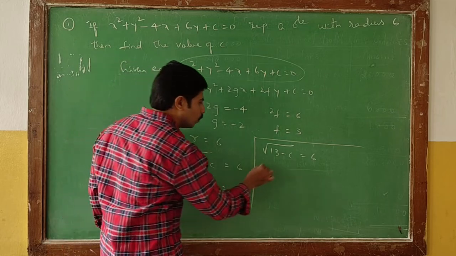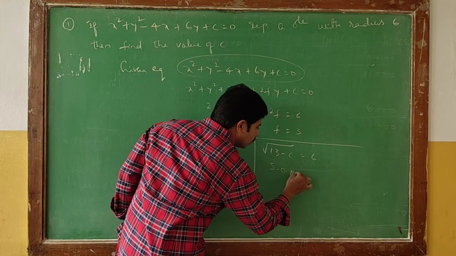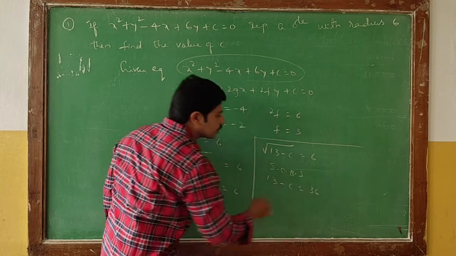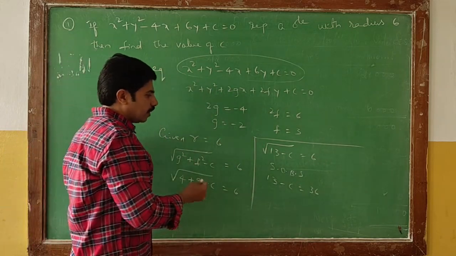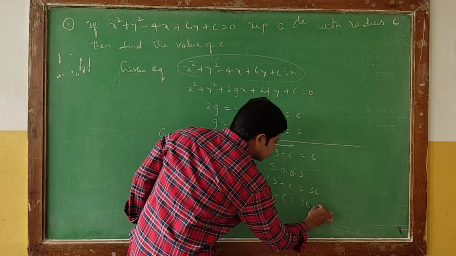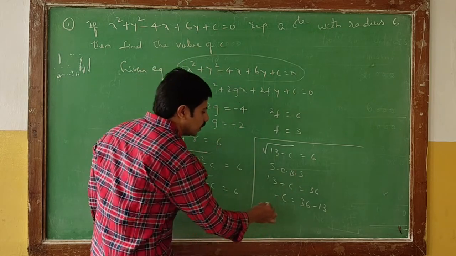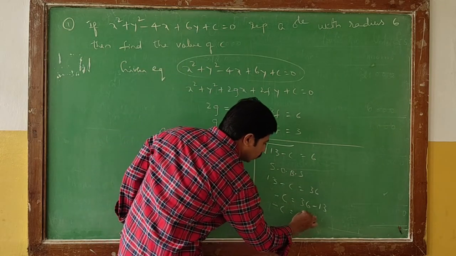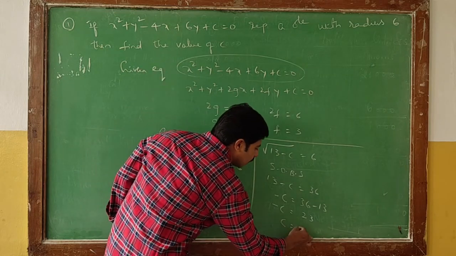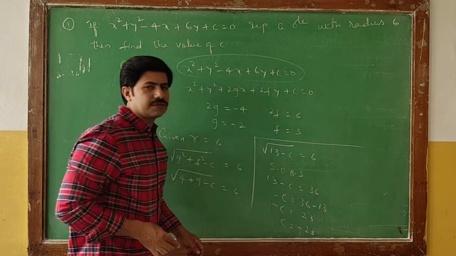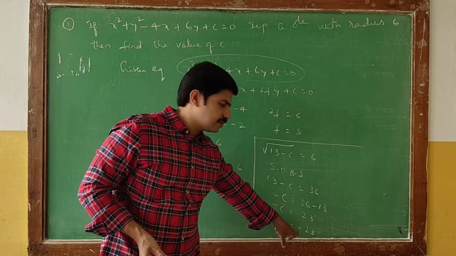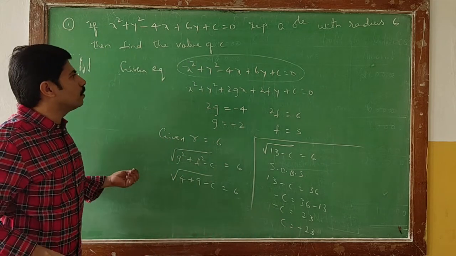To eliminate the root, we square both sides. That is, 13 minus c is equal to 6 squared. 6 squared is 36. Now we have to find the value of c. So minus c is equal to 36 minus 13, minus c is equal to 23. So therefore, c value is minus 23.